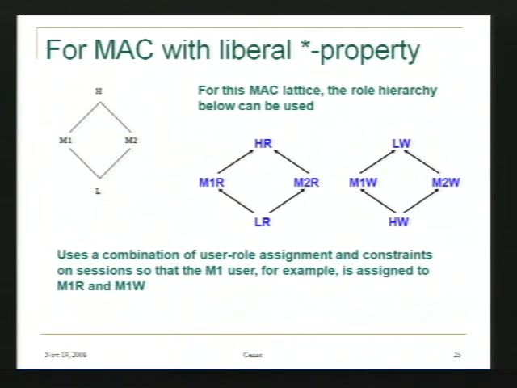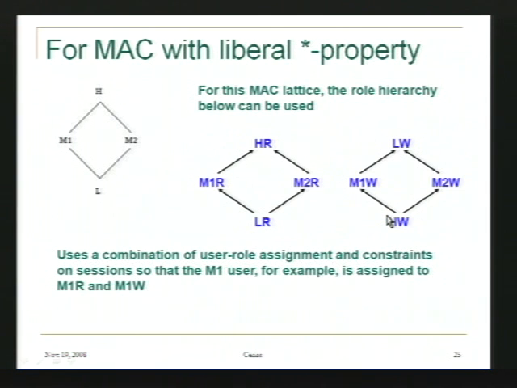If we have a lattice of security labels, which we have on the top left there, to simulate this with the liberal star property, which allows you to write up and read down, what you do is you reproduce the lattice with reading roles. You reproduce it upside down with writing roles, and then you put on constraints that say, say an M1 user comes along, when they try to activate any roles, they must have both M1 read and M1 write activated at the same time, and so that allows them to both read the low data and write the high data.